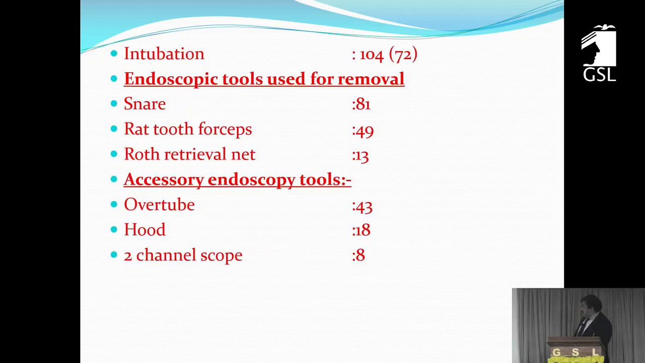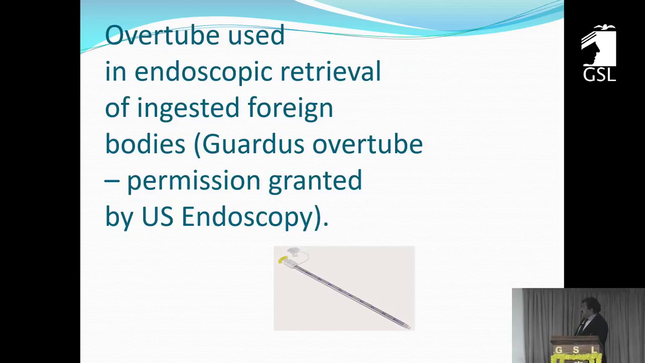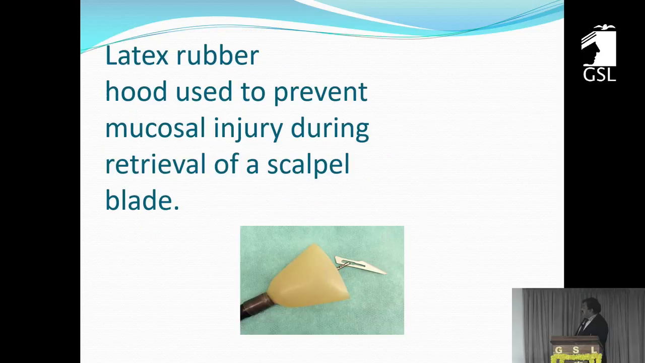And the endoscopic tools are snare, rat tooth forceps, Roth retrieval net, and the accessory endoscopy equipment are an overtube for a short object, a hood also for a sharp object, and a two-channel scope where you need light and water to go through one and your instrument to go through the other. So this is an overtube that is used on foreign bodies, Goddess overtube. And what we do here, the latex rubber hood is used to prevent mucosal injury during retrieval of a scalpel blade.